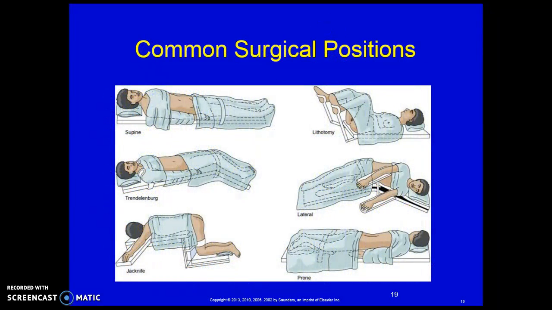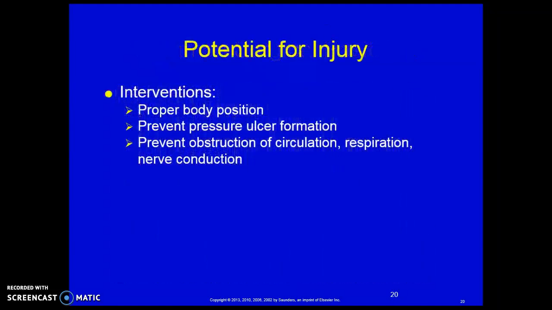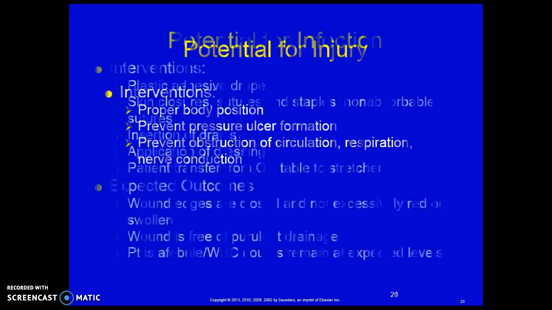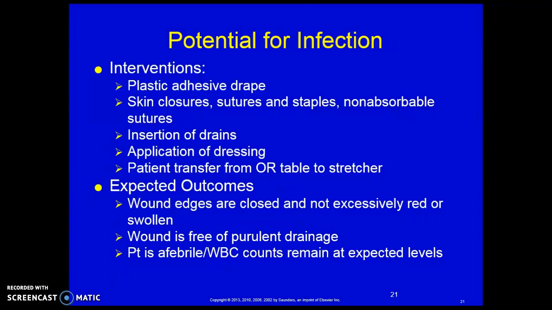So there's your different common surgical positions. Be familiar with those positions. So potential for injury, obviously, we talked about this at the beginning. The patient is at risk for injury if we're not watching for different things. So again, proper body position, preventing pressure ulcers. Those are going to be the important things the nurse is watching for. Preventing infection. Again, you've got your different interventions listed there that you can read through. I don't need to read them to you. And then expected outcomes for these wounds afterwards.